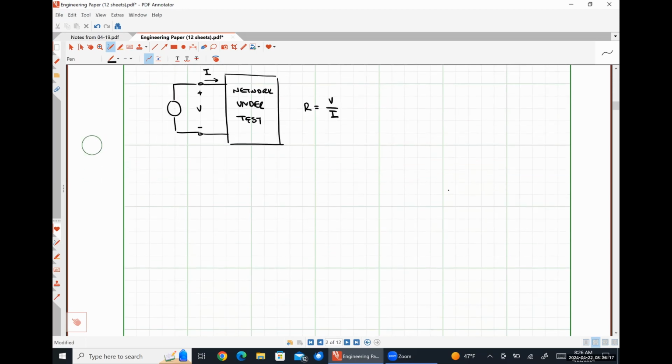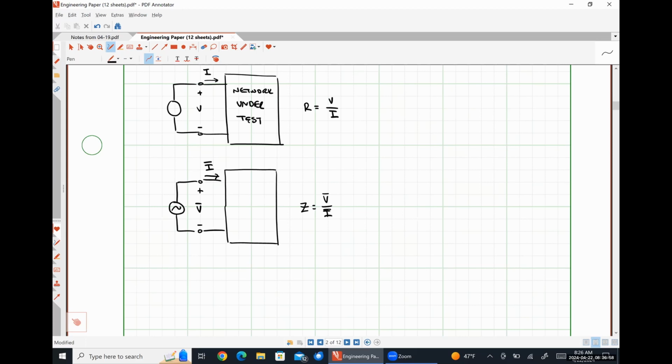Well, in an AC network, we can do something similar. If we excite our network with a sinusoidal source, doesn't matter if it's a voltage or current, and we measure the phasor voltage across the network and the phasor current flowing into the network, we can define impedance Z as simply the ratio of phasor voltage to phasor current.